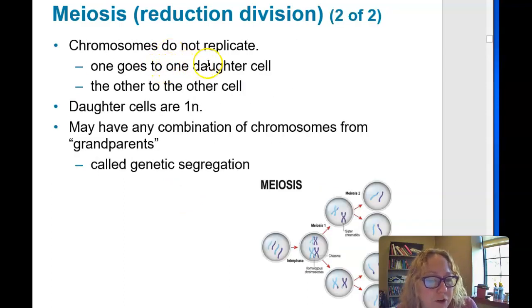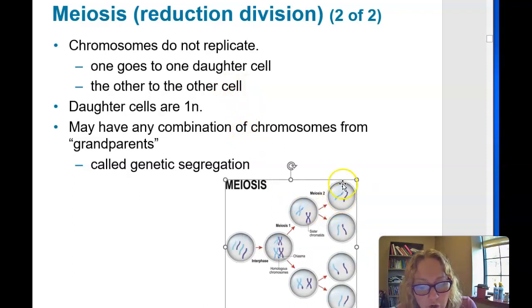Chromosomes do not replicate. One goes to one daughter cell, the other goes to the other cell. Daughter cells are haploid, with a copy of one chromosome per parent. Many have a combination of chromosomes from your grandparents. This is called genetic segregation. So we don't really know, when these things start dividing, which one of the sperm cells is going to mate with the egg cell. That's why you don't look exactly like your brothers and sisters, if you are not a twin. That's why sometimes you do get siblings that look very much alike, and you get siblings that don't look as much alike, because this process is random.